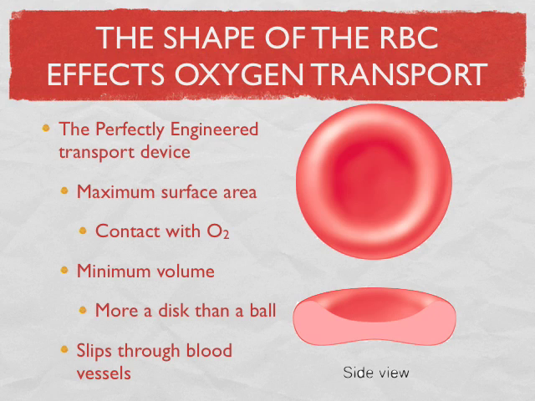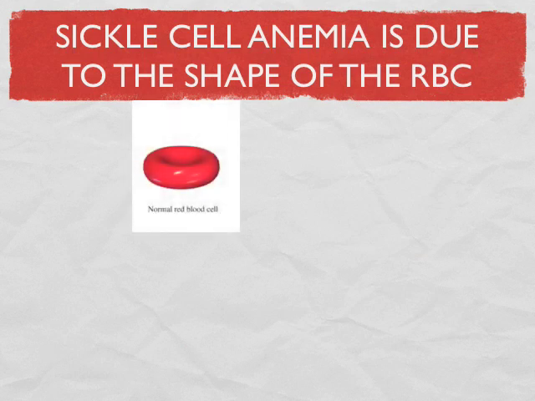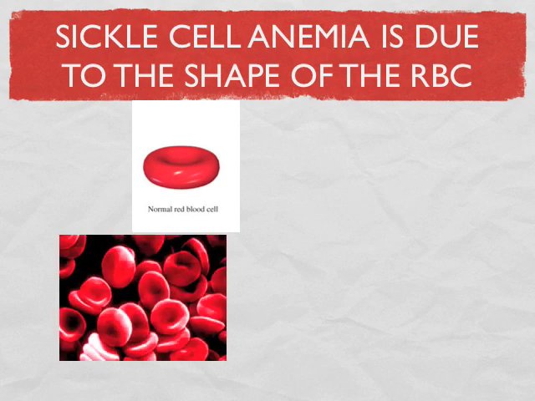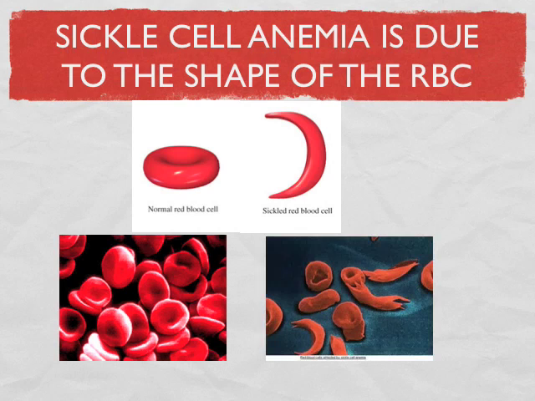Now, there's a form of anemia, we've been talking about anemia, that alters the shape of the red blood cell. Maybe you've heard of it. Sickle cell anemia is a problem in the shape of the red blood cell. This is what a normal red blood cell looks like, the ones you see here. This is the shape of a sickle cell. And here is any number of cells with misshapen forms.